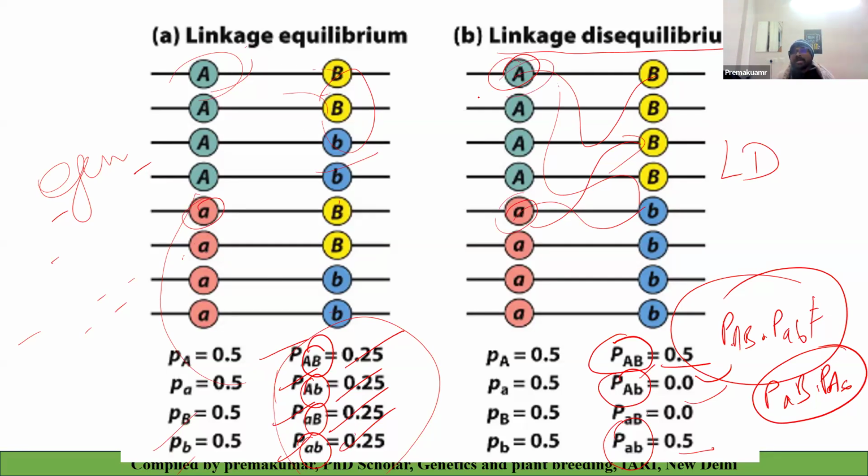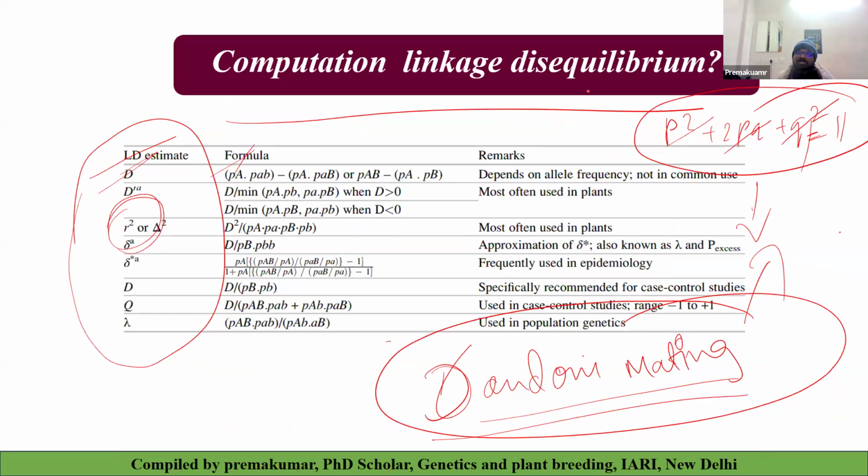But non-random union means capital A always goes with B, small a always goes with small b. It never goes with a different combination. It is never random in nature. That is called non-randomness. When the gametes are combining non-randomly, there will be disequilibrium in the population. Means p square plus 2pq plus q square will never equal 1. This is the one thing you should remember.